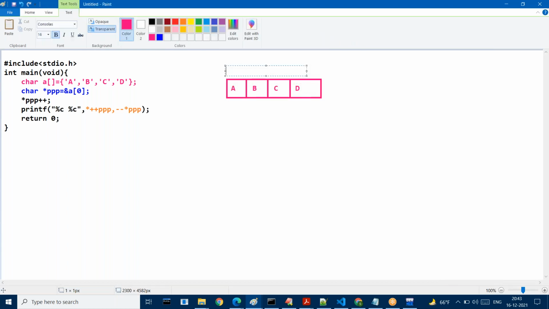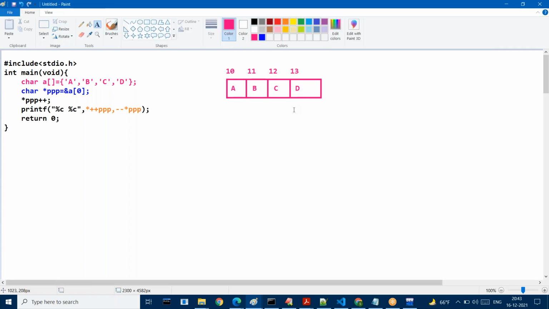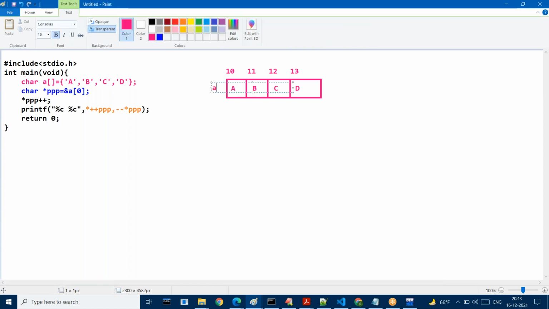Now a character always takes 1 byte. That is why if the address is 10, the next address will be 11, next will be 12, and next will be 13. These are the addresses for the character array. The name of the character array is A.